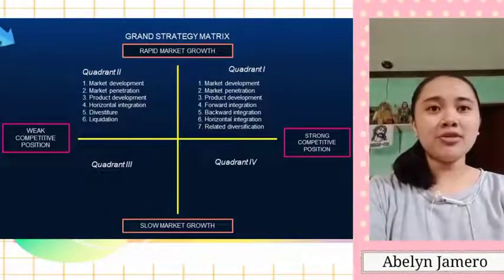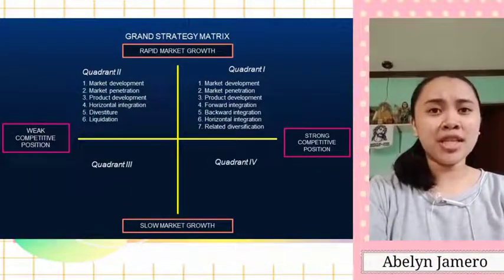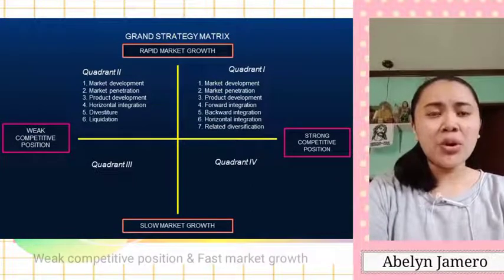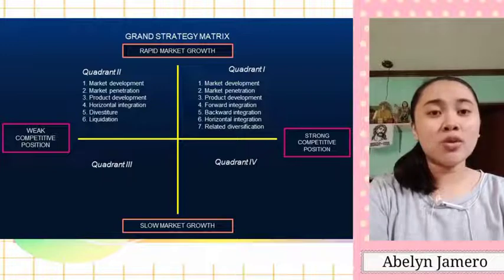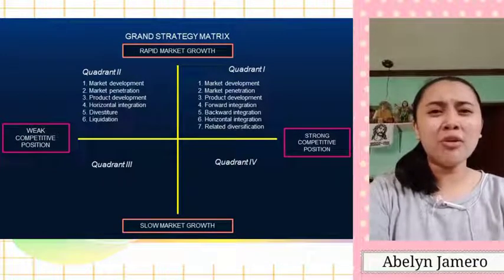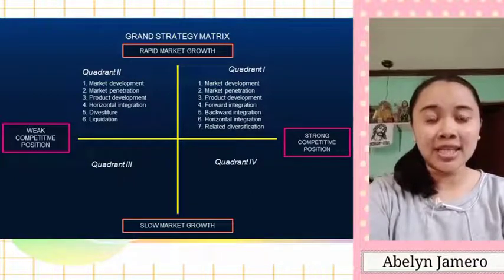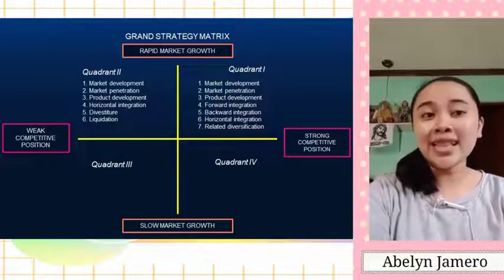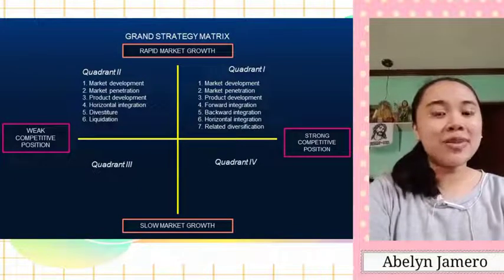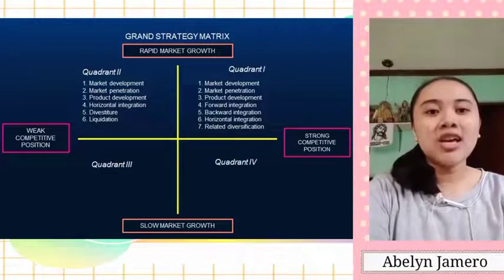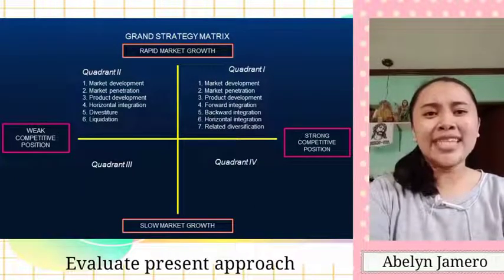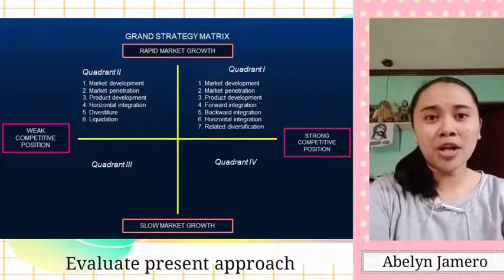Quadrant 2 in the Grand Strategy Matrix is weak competitive position and fast market growth. So, if a business is in this quadrant, the management of the firm has a moderately weak competitive situation as a business. However, there is still a lot of opportunity to go for and a lot of success to be had inside the market. So, the firms need to evaluate or assess their present approach to the marketplace.